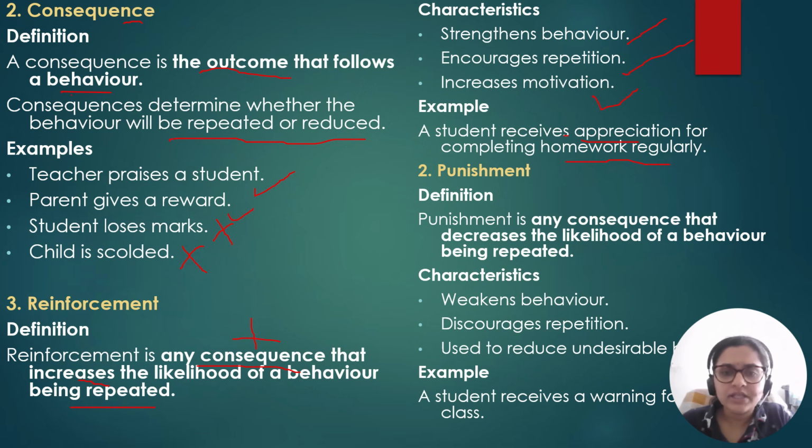The next keyword is punishment. Punishment is a consequence that decreases the likelihood of a behavior. It is opposite to reinforcement. What are the characteristics? It weakens the behavior. It discourages repetition, and it is used to reduce undesirable behavior. So if a student receives a warning, the warning is a punishment for his bad behavior in the class.